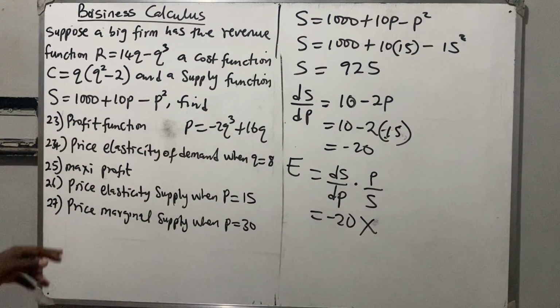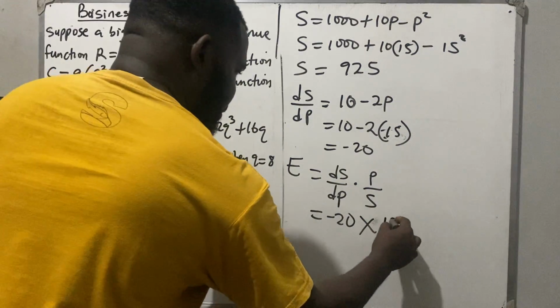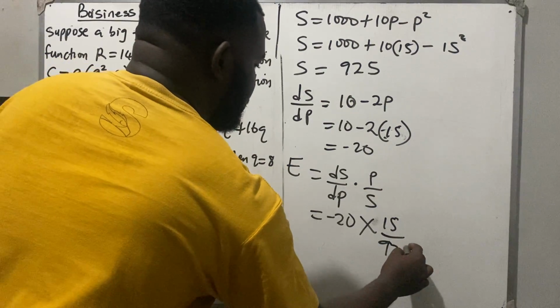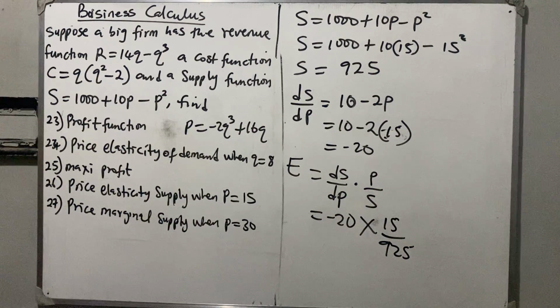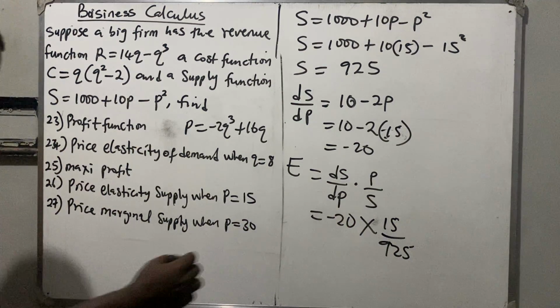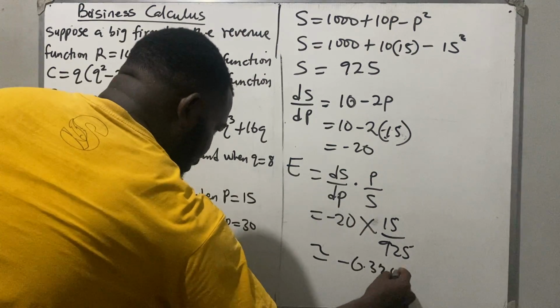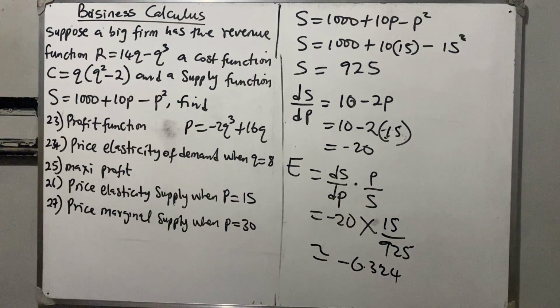What is our P? They say our P is 15 over our S. Our S is what? 925. Okay, so if you do that, you are going to get your final answer, approximately minus 0.324. You can check it out by yourself. Okay, so that is that.